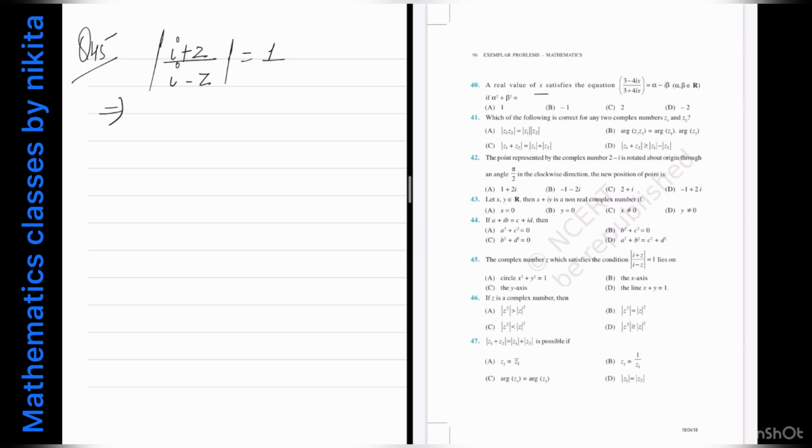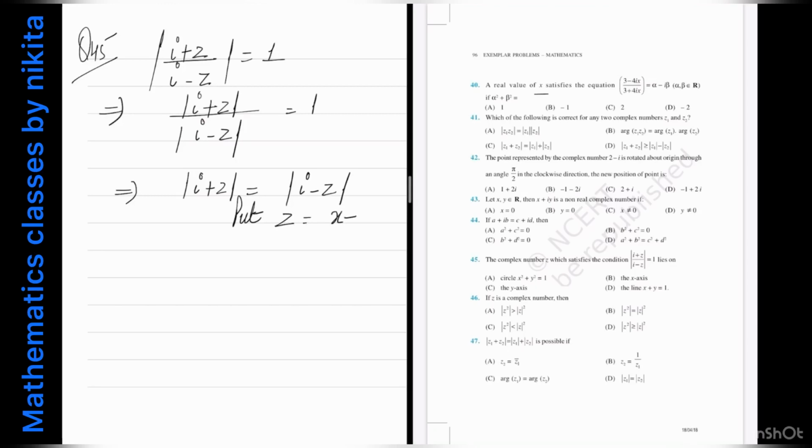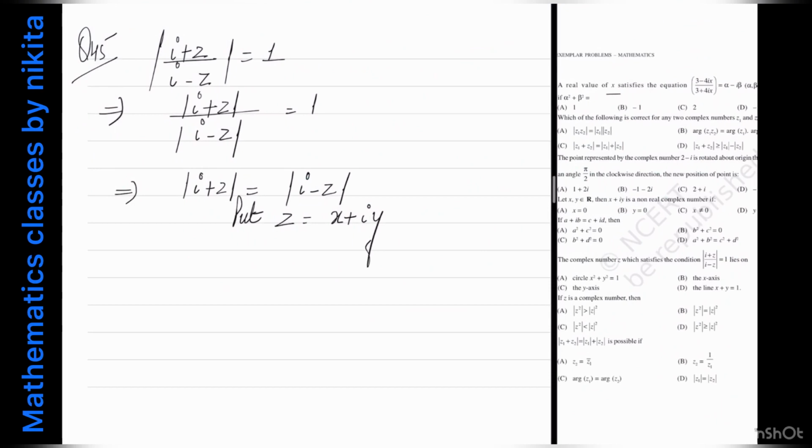Now from here I can say that this is mod of iota plus z divided by mod of iota minus z is equal to 1, and this implies that mod of iota plus z is equal to mod of iota minus z. Now put z equal to, now z is any complex number, so I want to convert this into a Cartesian equation. I am transferring this equation from z to the terms of x and y.